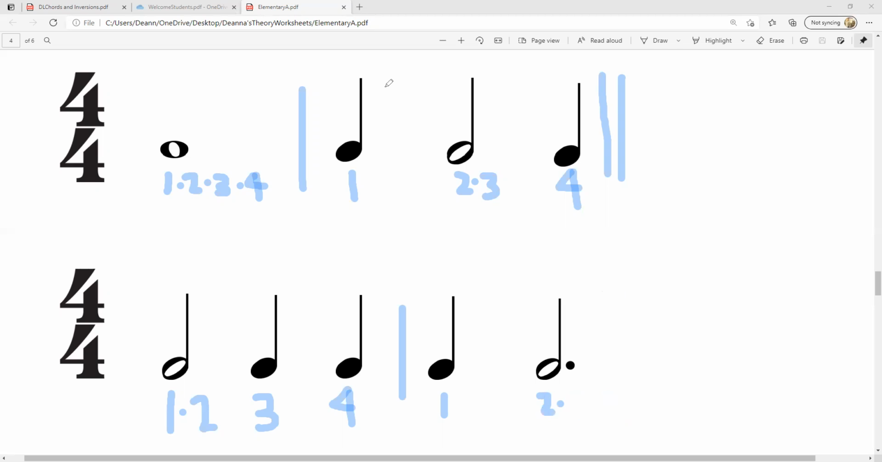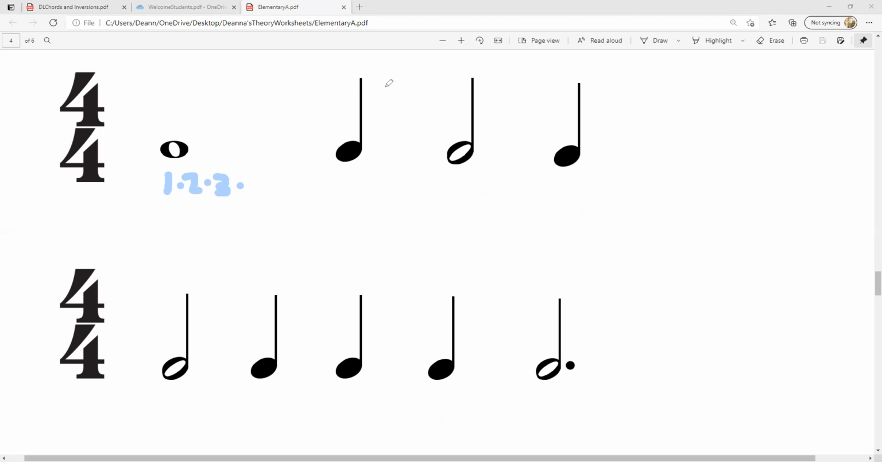Let's erase all these guys. Kind of like erasing the hard way. I like pressing the button on my mouse. It's fun. Okay.